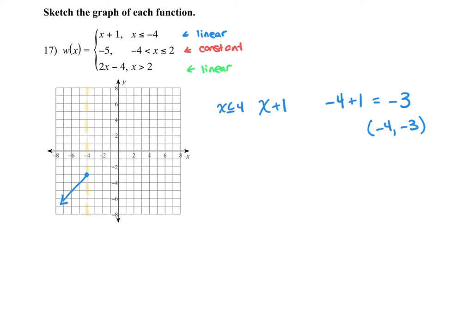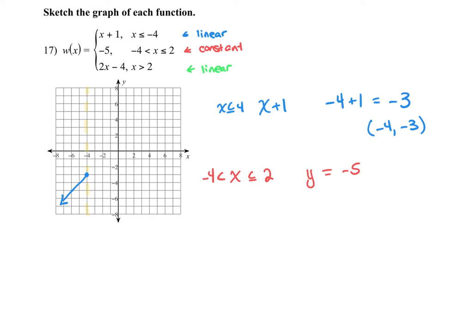The next piece is my constant one, which is anything between -4 and 2, inclusive on the 2, not inclusive on the -4. My function looks like this: y equals -5. That's a constant function. Anytime y equals a number, it's just a horizontal line. No matter what x is, y is -5.